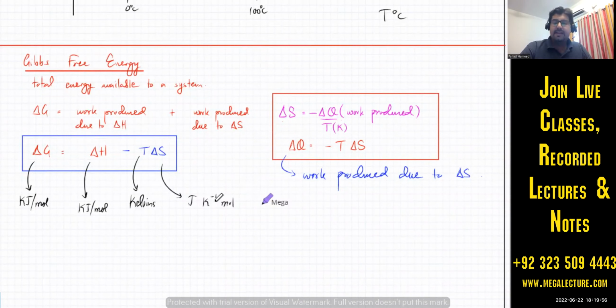So the Kelvin will get cancelled with this Kelvin. The only problem over here is that two of the values have a unit in kilojoules. The third one has a unit that's in joules. So make sure you keep the same unit. It's either all of them going to be in kilojoules or all of them should be in joules. If you're trying to calculate delta G, make sure you divide this by 1000, because entropy change is usually in joules. So you have to divide this by 1000. So make sure the units are consistent.